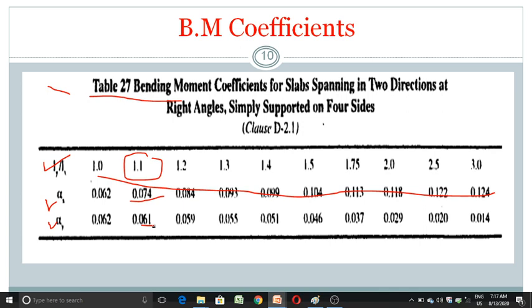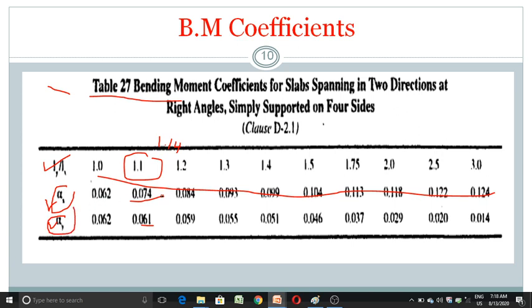So dear students, remember that according to IS 456, Table 26 is used for calculating bending moment coefficients for restrained slabs, whereas Table 27 is used for calculating bending moment coefficients for unrestrained slabs. So here I will explain an example. In case your Ly by Lx value falls between 1.1 and 1.2, say that is 1.14, then how do we calculate this alpha x and this alpha y?